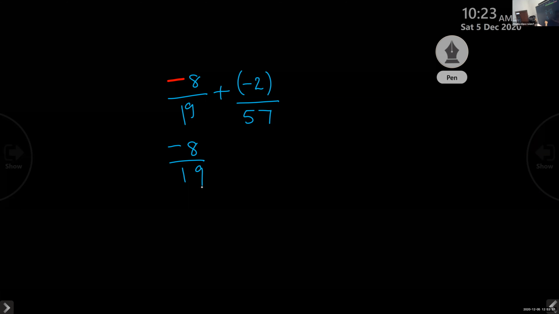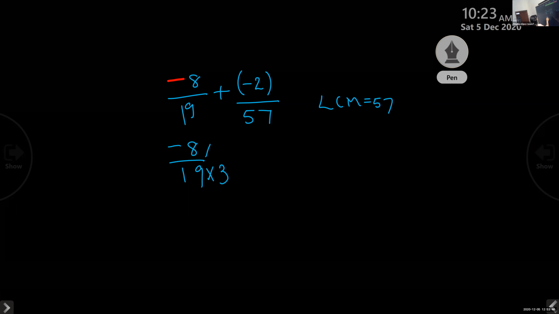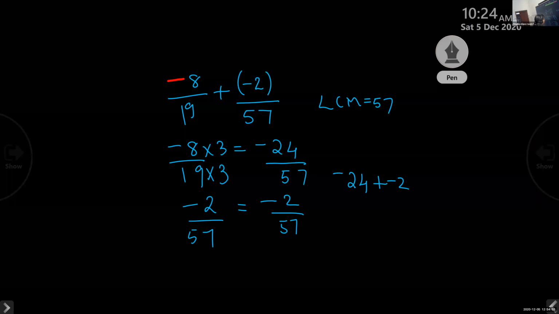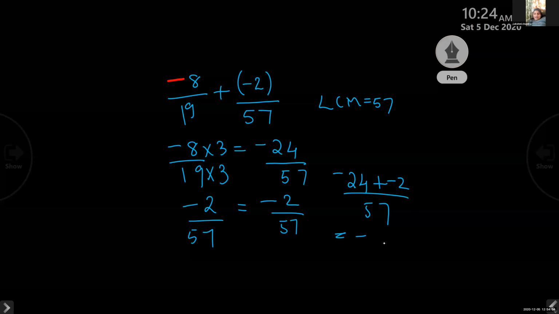Negative 8 by 19. How will you make it? 57 is the LCM. So bring the denominator to the LCM. You will get negative 24 by 57. And the other one, negative 2 by 57, is already there, so no need to change it. So the answer is negative 24 plus negative 2 by 57, which is negative 26 by 57.